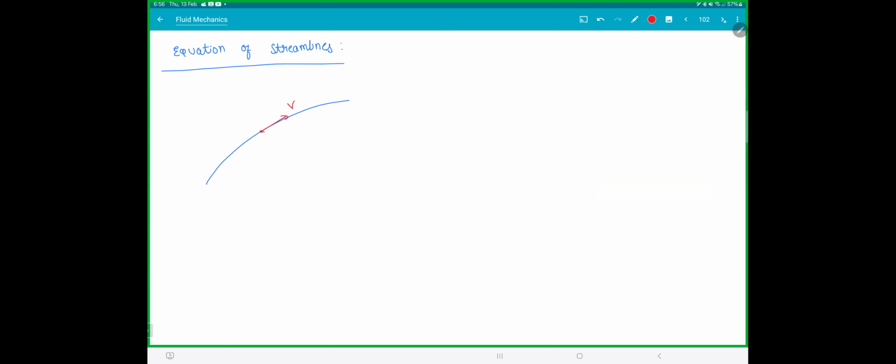So if this is velocity v, if this is vx, this is theta, this is vy, the slope of the tangent, tan theta, is nothing but vy by vx, where tan theta is nothing but dy by dx. So then we have to integrate this and get it. So let me show an example how it looks.